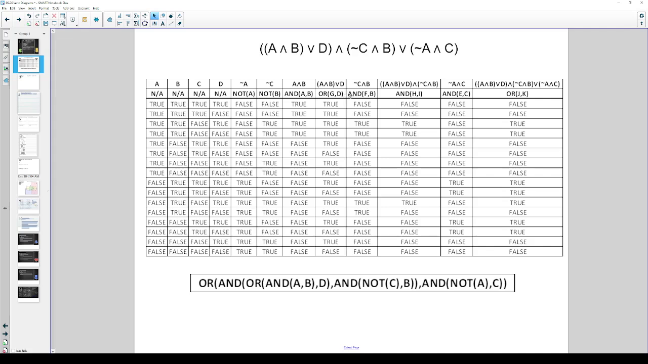Then we put those two together with a conjunction because there's an and between them. So we say AND both of these. So if both of these are true, we get a true here. So true, false gives false, true, true gives true. Then we have our last conjunction, so not A and C is AND E comma C. So E was our not A column and C was our C column. So we're getting that value there.